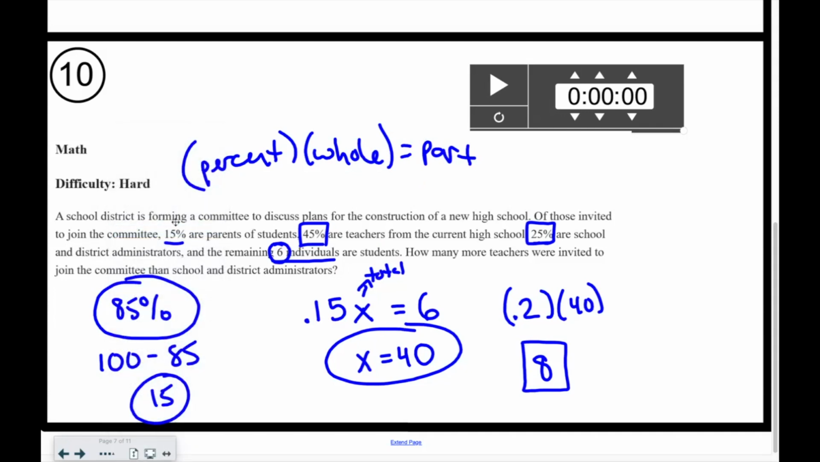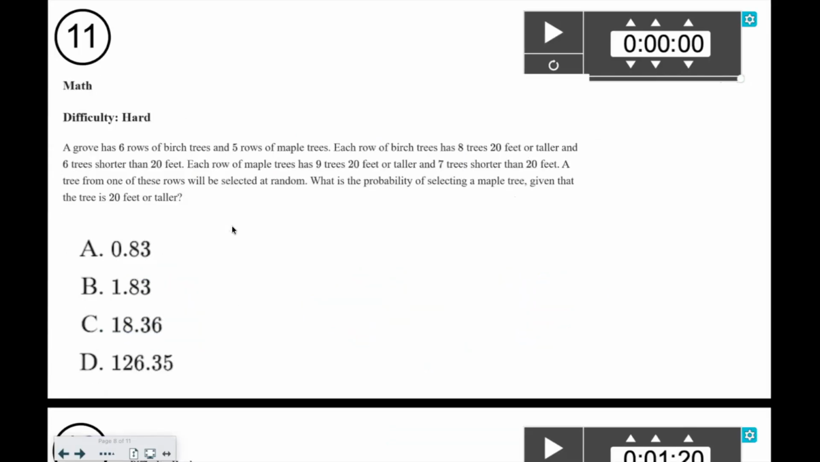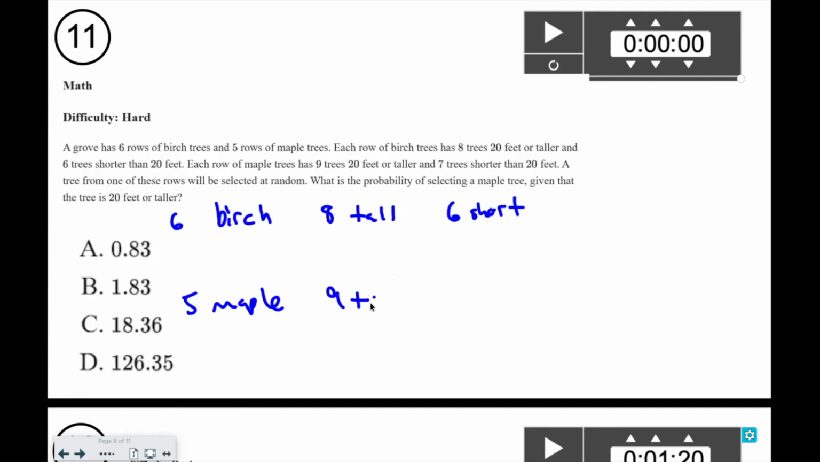Okay, we have time. Let's do one more. So I would set this one up. It has 6 rows of birch trees, so let's remember there's 6 of these, and 5 rows of maple. Each row of birch has 8 trees that are 20 feet or taller, I'll call them 8 tall trees, and 6 trees that are shorter. And the maple trees have 9 that are tall and 7 that are short.